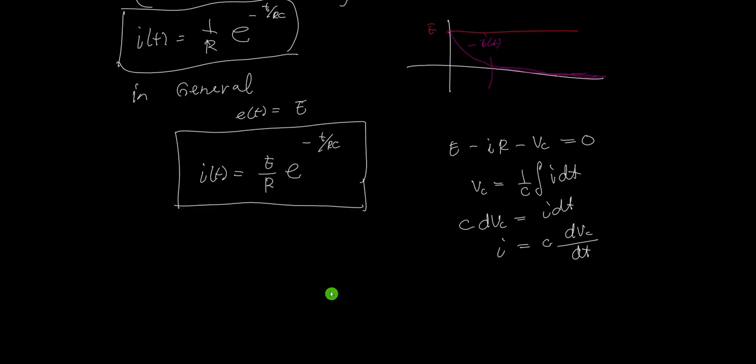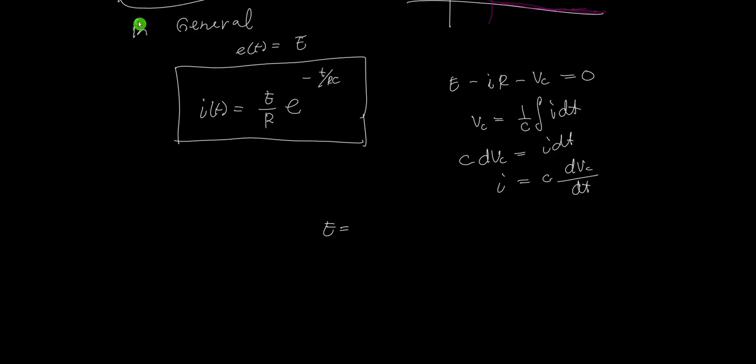So this will become E minus I times R, or I is C dVc over dt, minus Vc equals 0. Then we can now apply the Laplace.